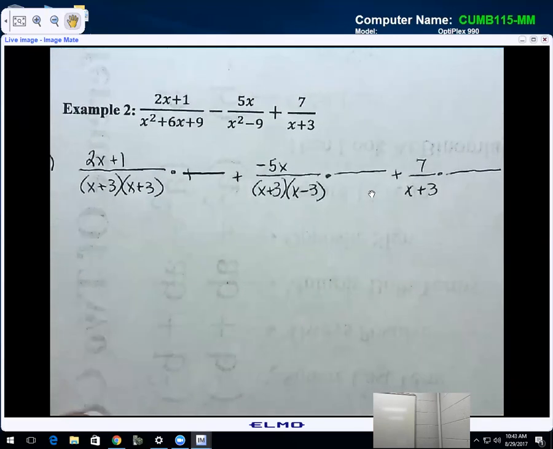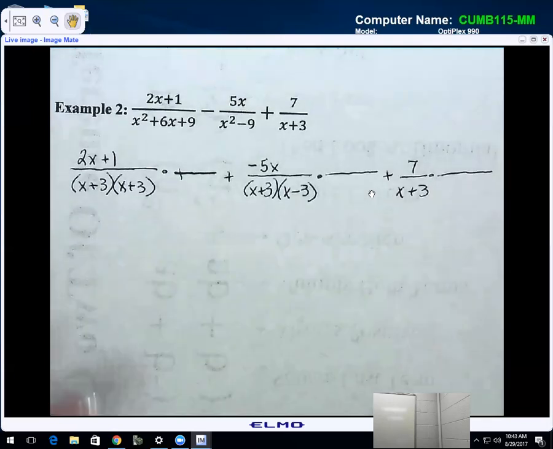Here's what your step A should look like. The only thing you may have different than me, you may have written this first denominator as x plus 3 squared. That's okay. I did remember to put my negative in the numerator of the second fraction so I wouldn't forget to distribute it in the next step. Everybody give me a thumbs up if you're okay in step A.